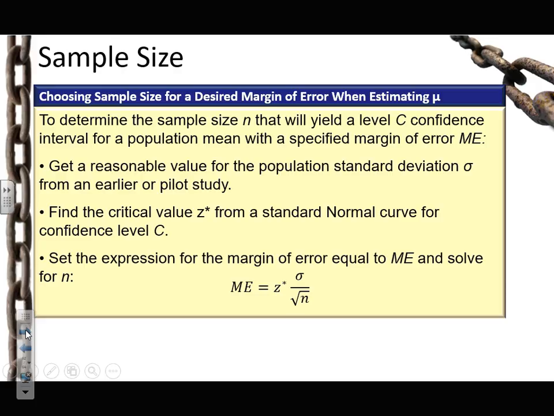Okay. So make sure when you're looking at finding sample size for a mean problem, you recognize that we convert back to Z, and we need to use a population standard deviation that's been previously determined.